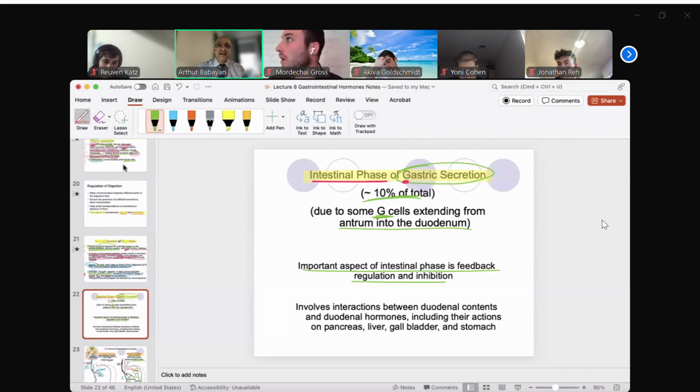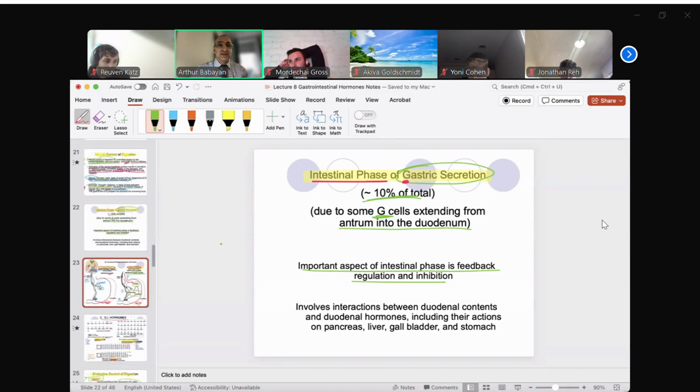Next one, guys, is the intestinal phase. Cephalic was from the brain. GI phase: G cells are in the stomach, extending from the antrum to the duodenum. An important aspect of the intestinal phase is feedback regulation, or inhibition, related to the food. Look here.